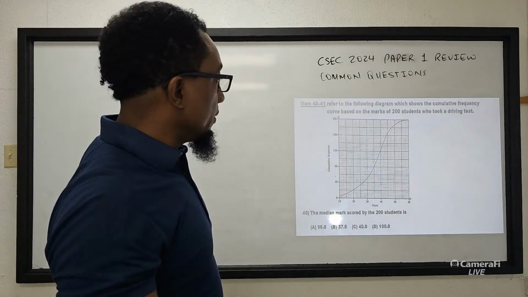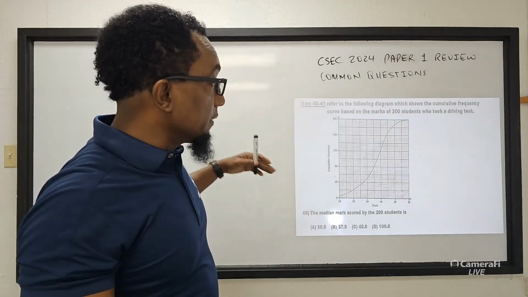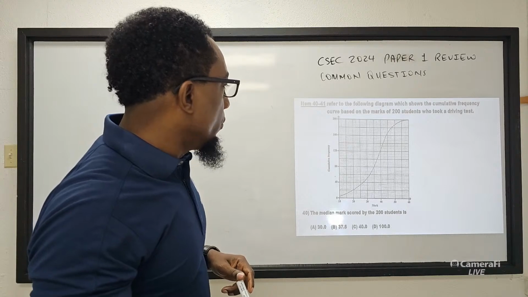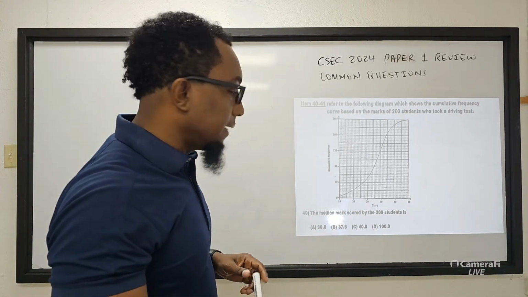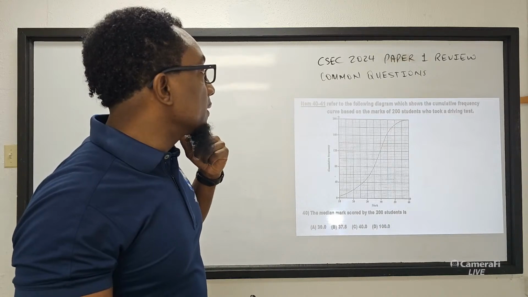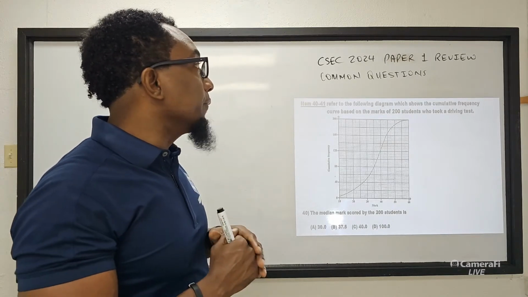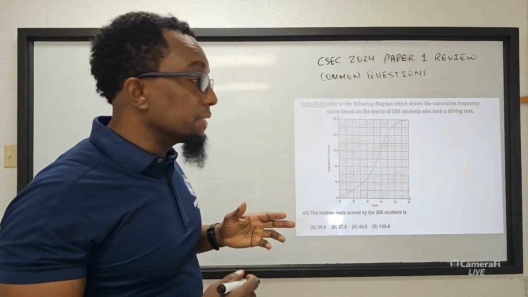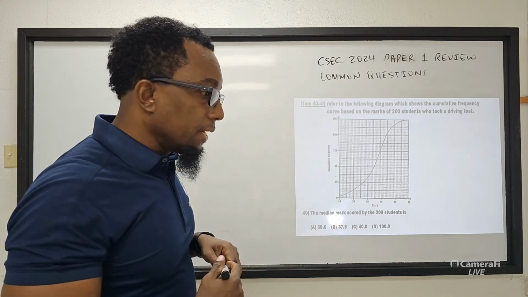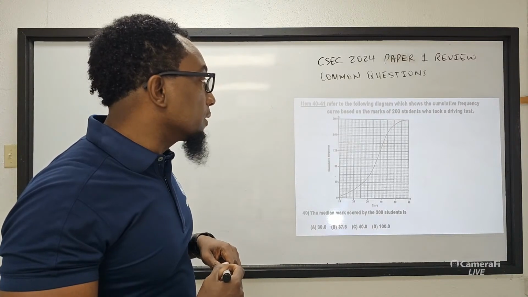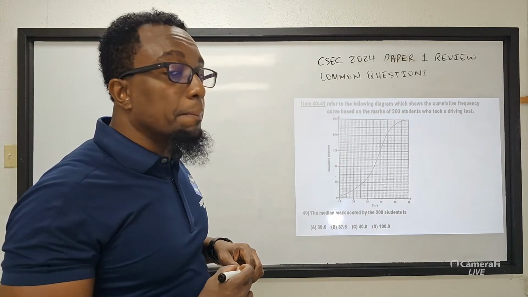Alright, well I know that this year, they love to bring these cumulative frequency curves. So let's see. I hope we can see that clearly. Let's see what we can make of it. Items 40 and 41 refer to the following diagram, which shows a cumulative frequency curve based on the marks of 200 students who took a driving test. It states here that the median mark scored by the 200 students is, what's the median mark?